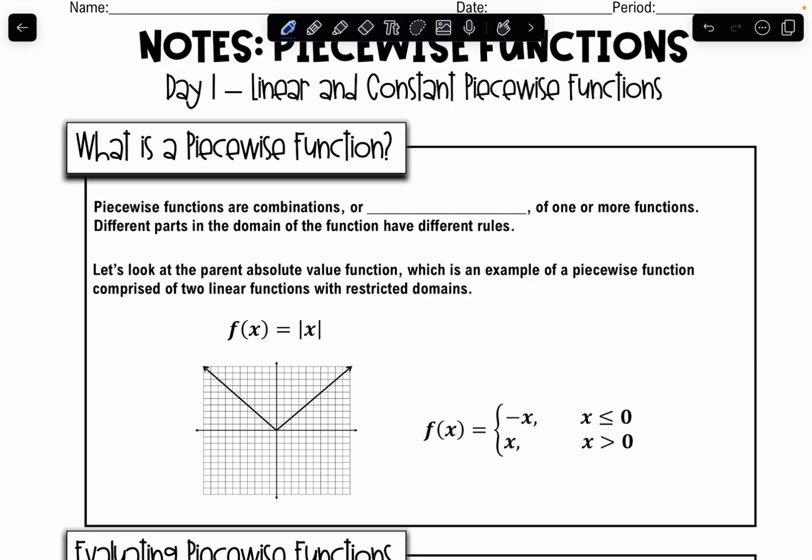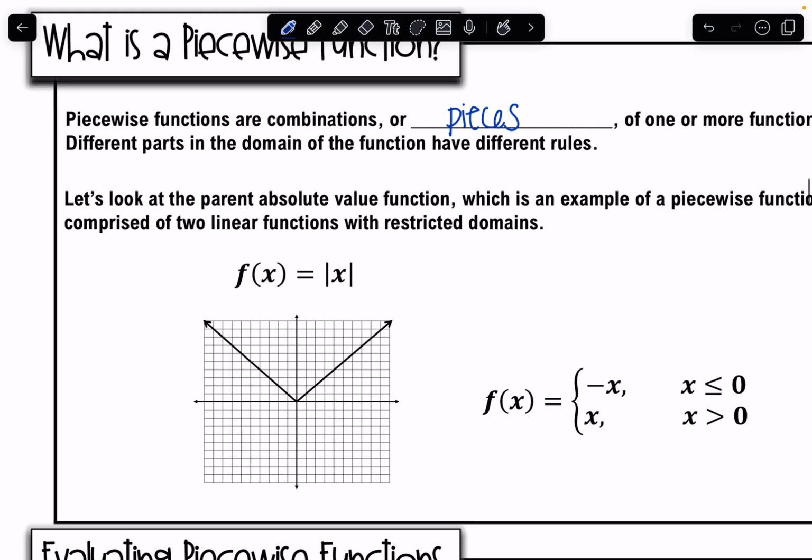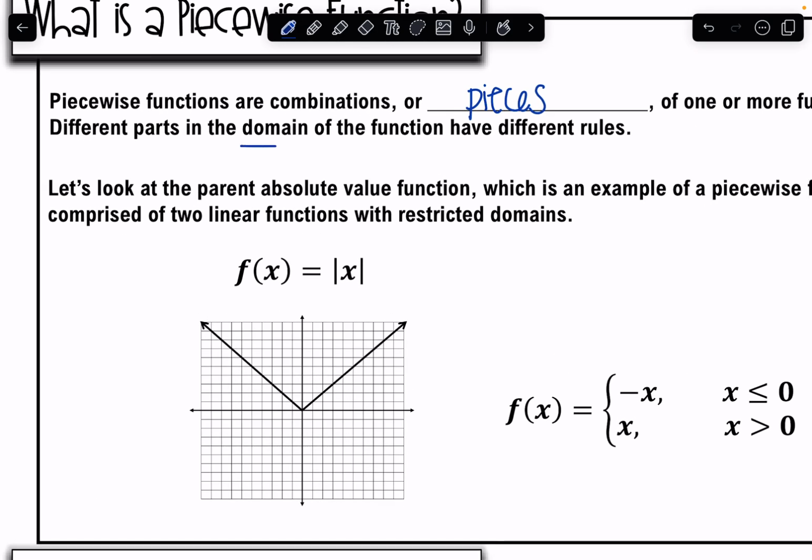What is a piecewise function? Piecewise functions are combinations or pieces of one or more functions, and different parts in the domain of the function have different rules. So we can kind of break that down here. Remember, domain is just looking at the x values. We're basically going to say different parts of my domain, or my x values, are going to have different rules. In other words, only pieces of my line are going to exist in certain places on the x-axis.